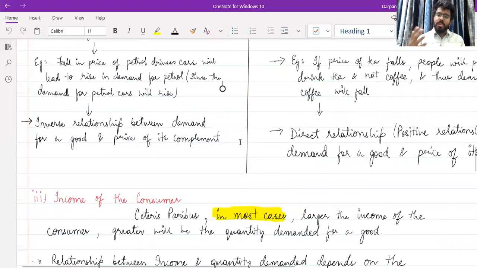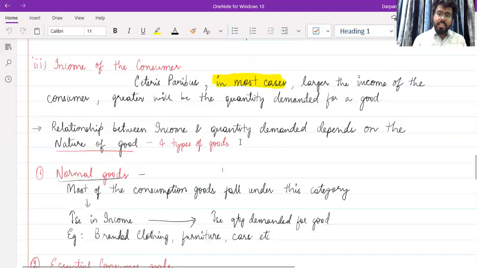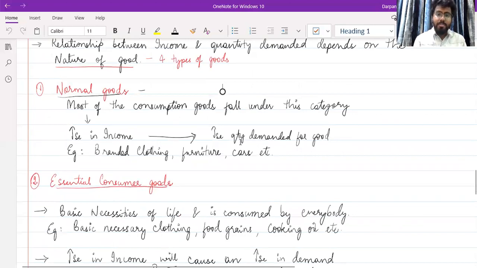Then we saw income of the consumer also affects demand. If income is greater, generally the quantity demanded will also be greater. But this relationship can be analyzed with the different nature of goods, which are four kinds of natures. Let's see what is the first one. The first type of good is normal goods. In case of normal goods, what will happen? A rise in income would also give a rise to quantity demanded of this good, right?